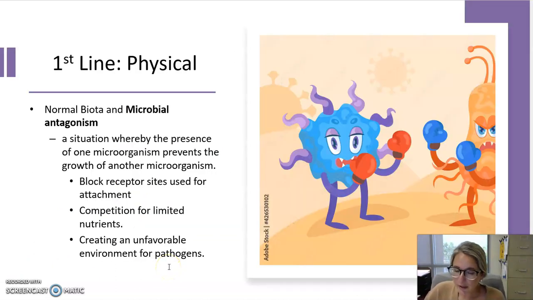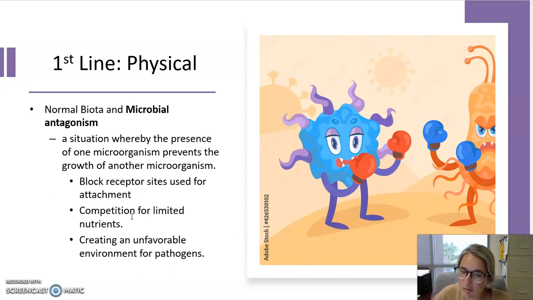We also have normal biota, especially on our skin and throughout our gastrointestinal system and our upper respiratory system, that engage in microbial antagonism. We've talked about this in a previous lesson, but this is how those good beneficial microorganisms protect us from potentially dangerous microorganisms. So this is essentially how the good fights the bad. We talked about the different ways that this can happen before, but again, one way is all the good microorganisms can be taking up the attachment points. So if a bad microorganism gets in, it will not have anywhere to attach.